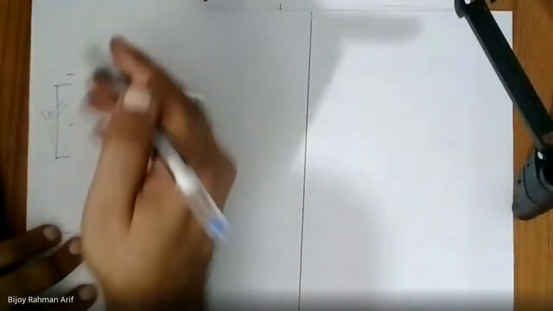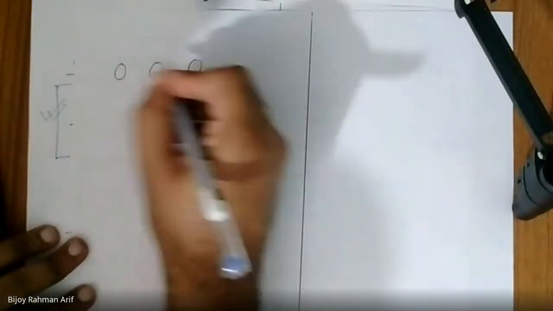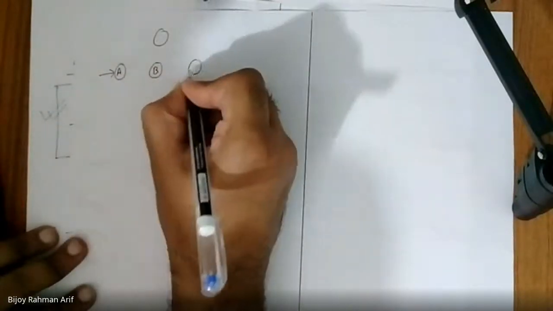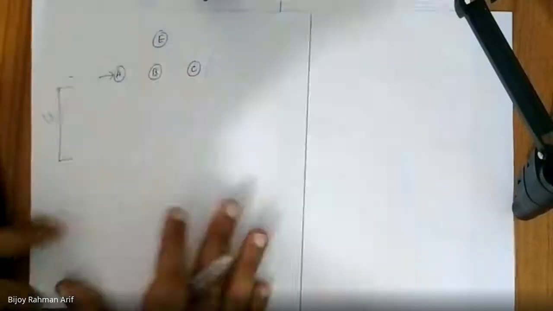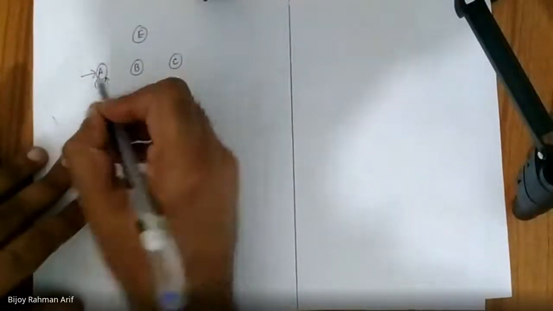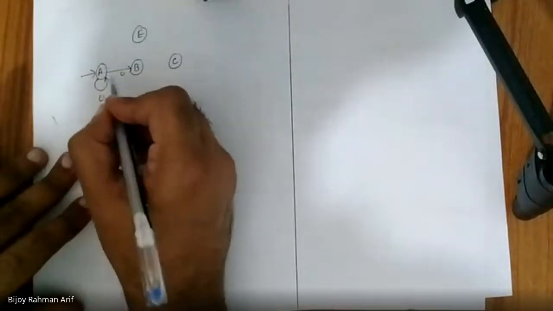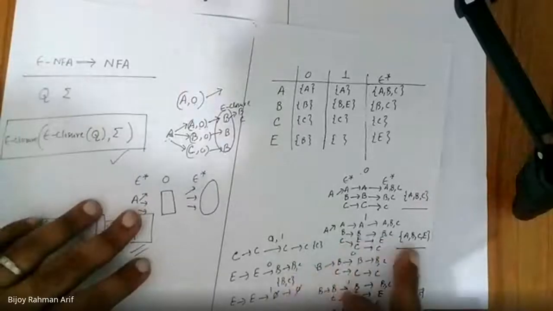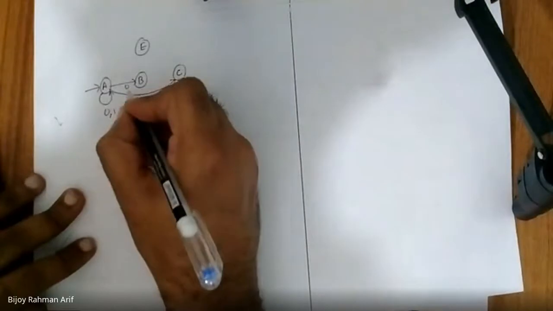So how many states do I have? I have 4 states: A, B, C, E. A seeing 0, I should go to ABC. A seeing 1 should go to ABC. 0, 1, 0, 1.